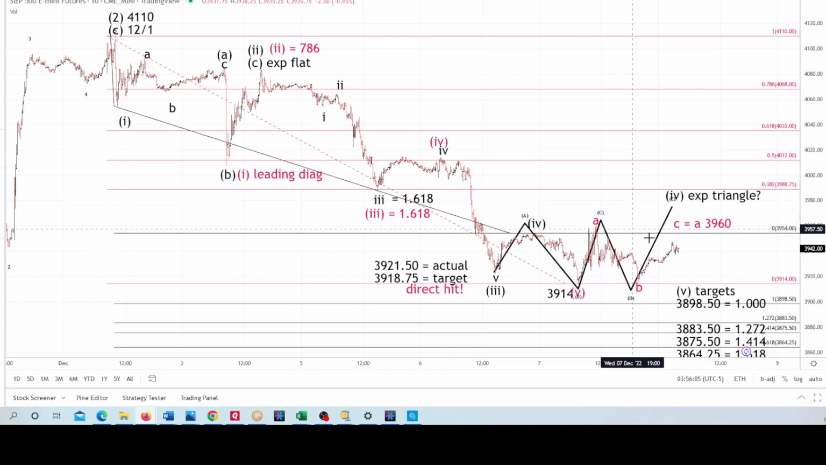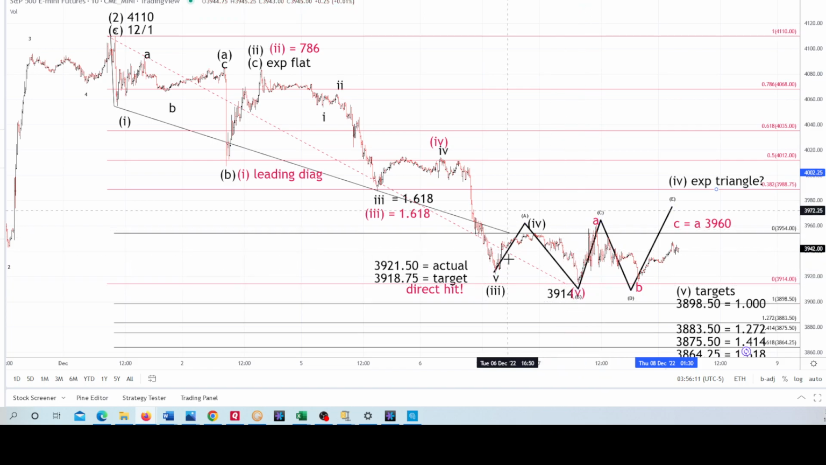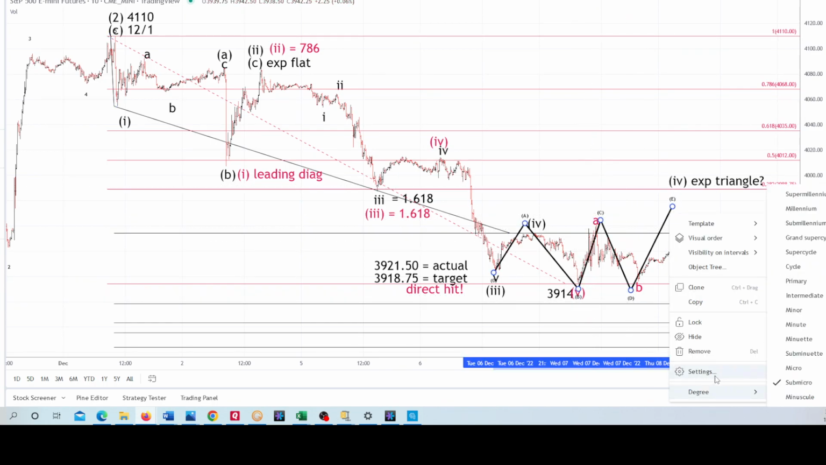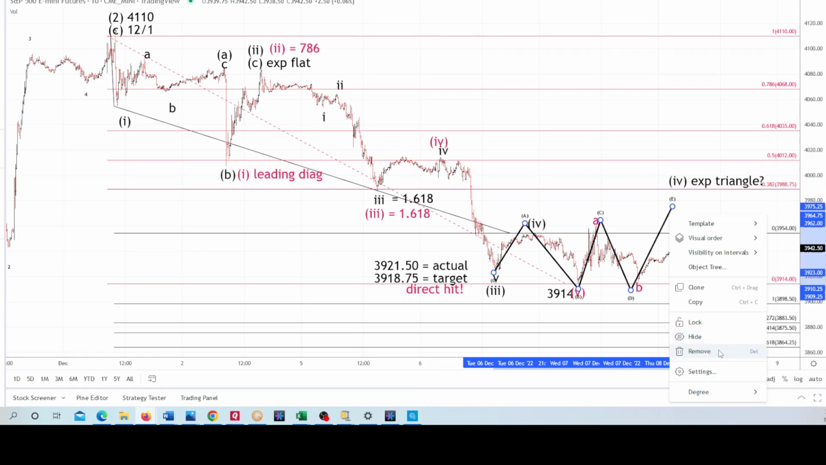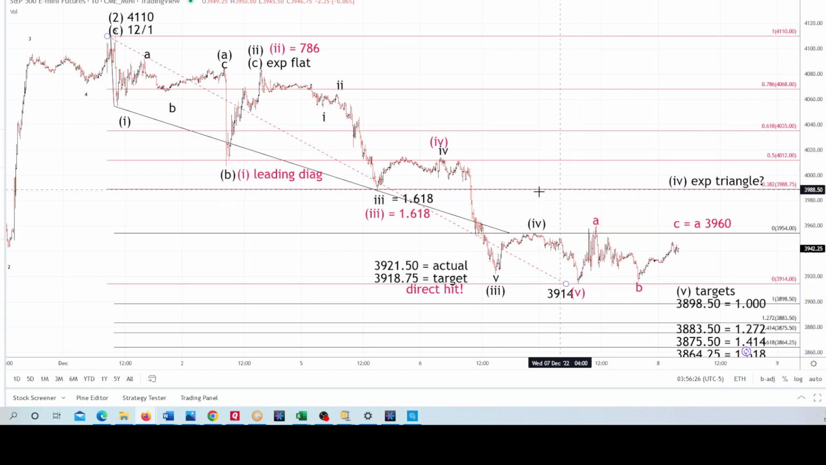Not a lower low there, but you can see that 4 could develop like that still, an A, B, C, D, E, or it just fell short. 5 just fell short of target here, which brings the red wave count in, if you will. Let me remove that, and we can focus on the red.